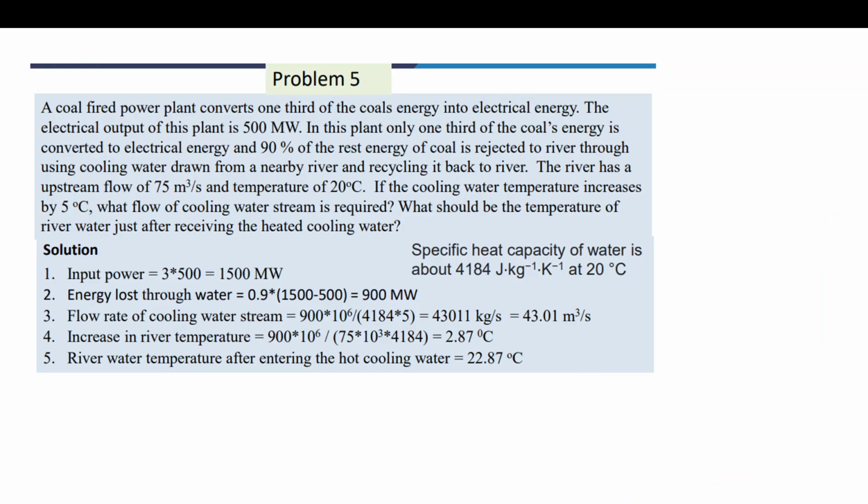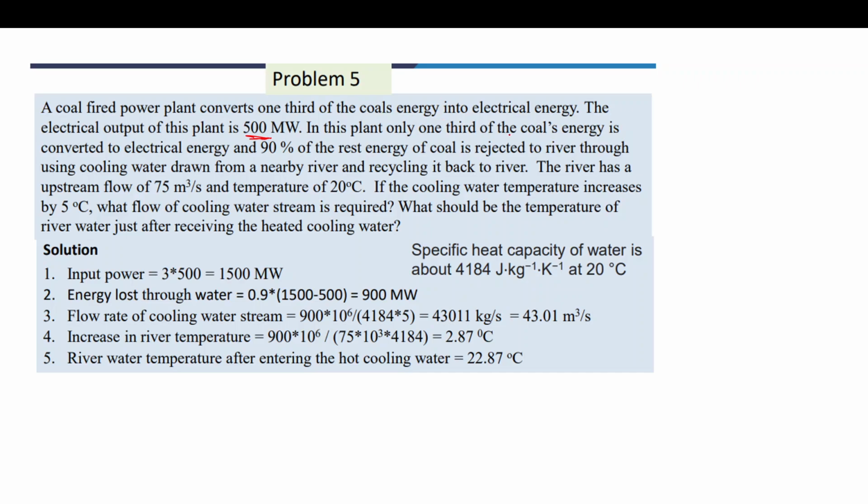Next question: a coal-fired power plant converts one third of the coal energy into electrical energy. The electrical output of this plant is 500 megawatt. Since one third is the output, the input energy is 3 times 500, which is 1500 megawatt.